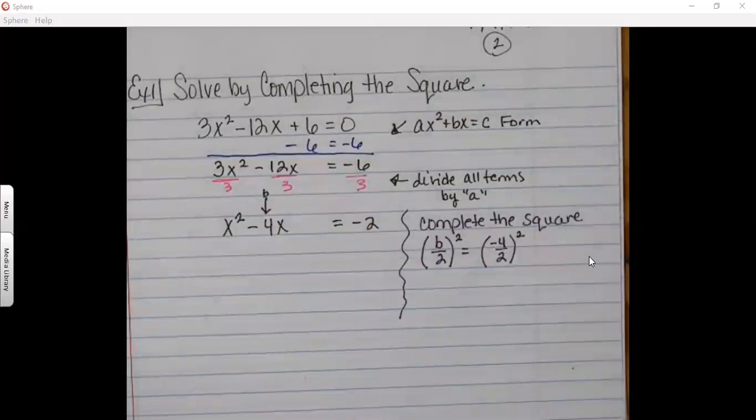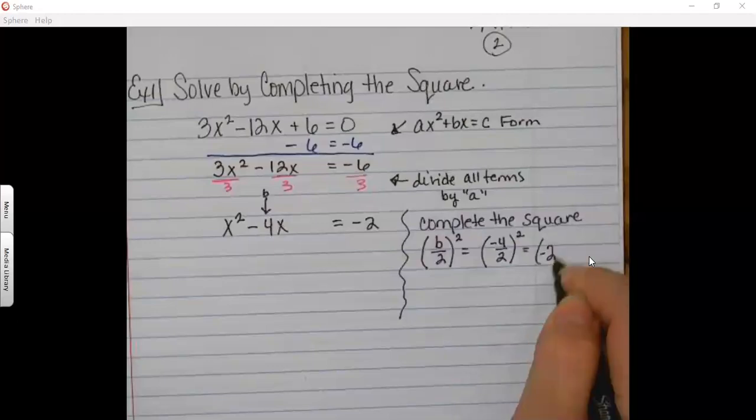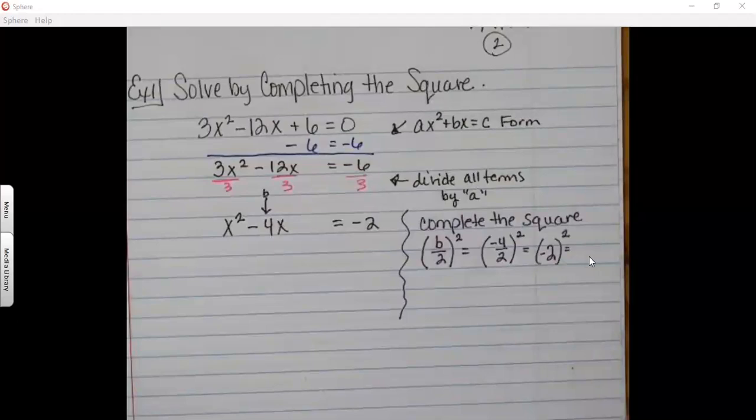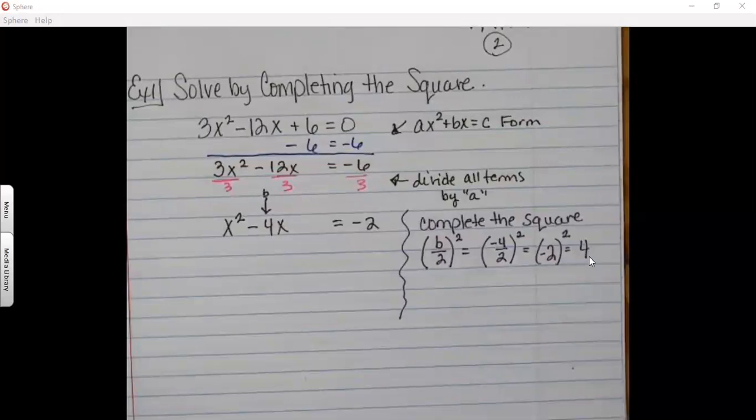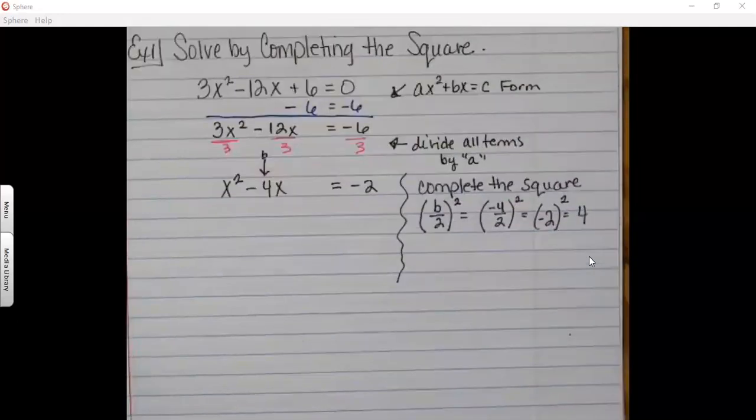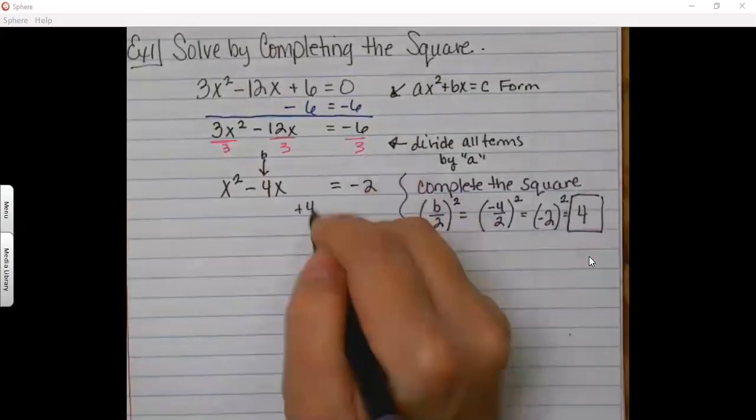We can simplify inside the parentheses. What's negative 4 divided by 2? Negative 2. Negative 2 quantity squared is what? Positive 4, because negative 2 times negative 2 is positive 4. Right on? So it said take b divided by 2, quantity squared. We did that. And then add this number to both sides of the equation. This will create a perfect square trinomial. We're going to add this 4 to both sides of the equation. I add it to the left side. I add it to the right side.